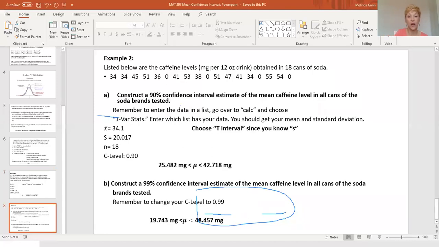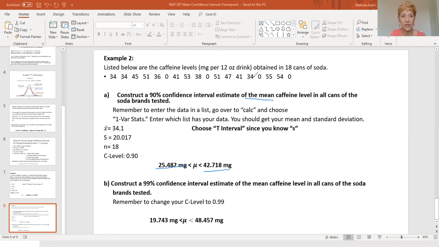So it says construct a 90% confidence interval estimate of the mean caffeine levels for all such soda brands. So remember what it says. Construct a confidence interval estimate. I'm going to underline of what? Of the mean. So that's how I would know to put mu on my paper between two blanks. And then the calculator is going to figure out the blanks. Now I do the same thing. I'm going to try to go over and choose T interval, but remember I need this data to enter, and they didn't give me that data.